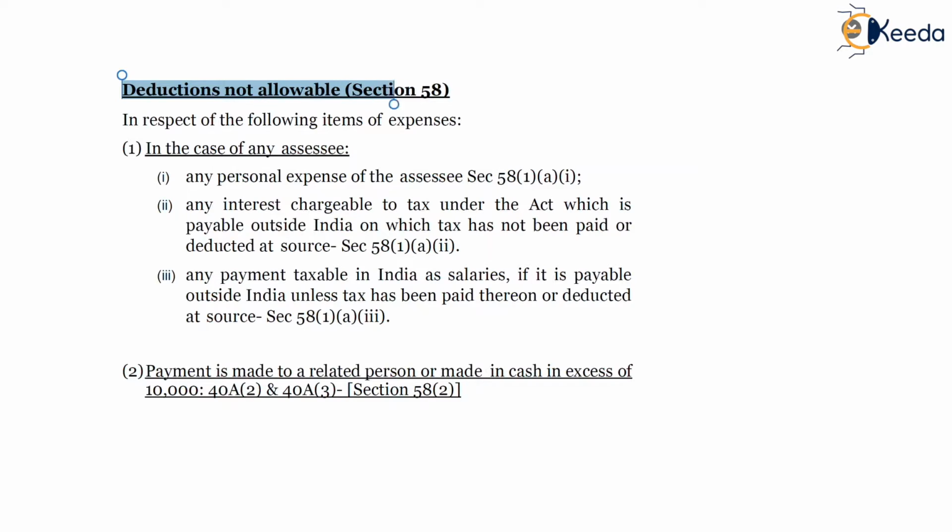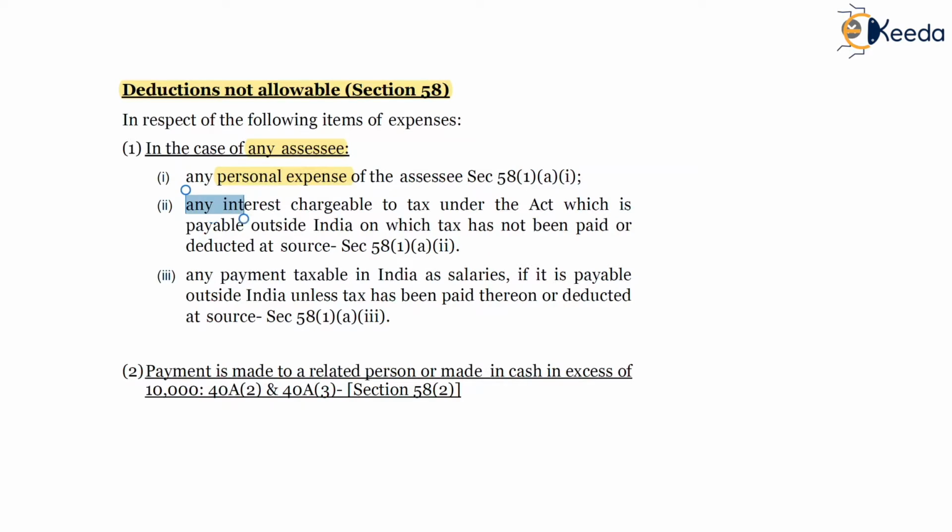Deductions not allowable as per section 58, which is part of the topic income from other sources, and the last topic under the head income from other sources. In respect of the following items of expenses, in the case of any SSC, any personal expense of the SSC won't be allowed as deduction as per sub-clause 1 clause A of subsection 1 of section 58. So personal expenses are not allowed, and this is applicable in case of any SSC, all the SSCs.